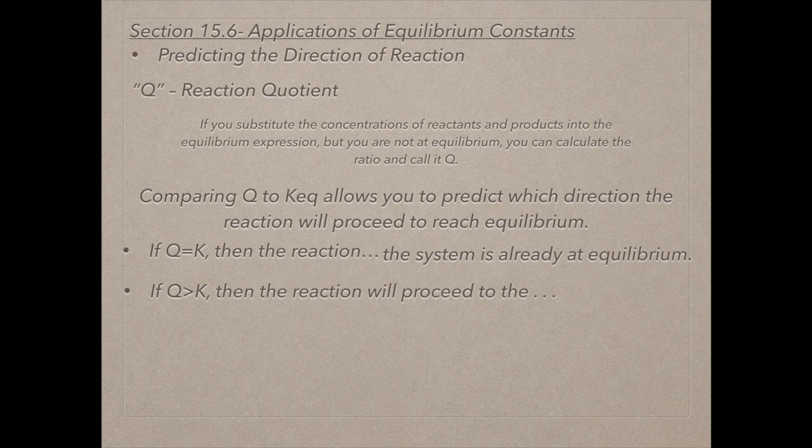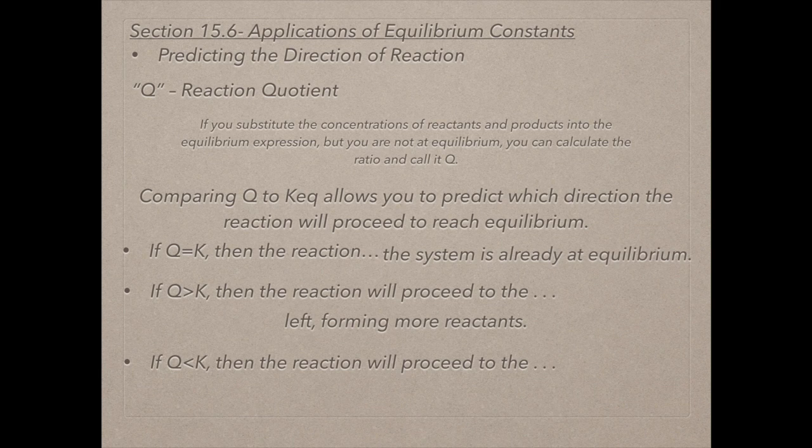If your Q is larger than your K, that means that you have more products than what is found at equilibrium. Because remember, your products are found in your numerator. The concentrations or the pressures are found in your numerator. So your Q, therefore, demonstrates that in order to reach equilibrium, the reaction must proceed to the left, getting rid of product, making more reactant in order to equal your K. So it's going to proceed to the left to make more reactant.